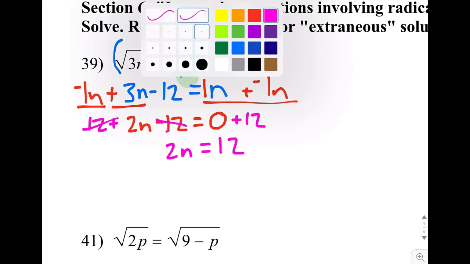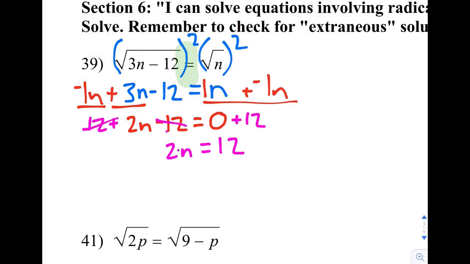And for my final step, I need to get n alone. And since n is being multiplied by 2, I get it alone by doing the opposite of multiplication, division, the inverse operation. That leaves me with n equals 12 divided by 2. 12 over 2 is a fraction, is just division, meaning that we have 6.